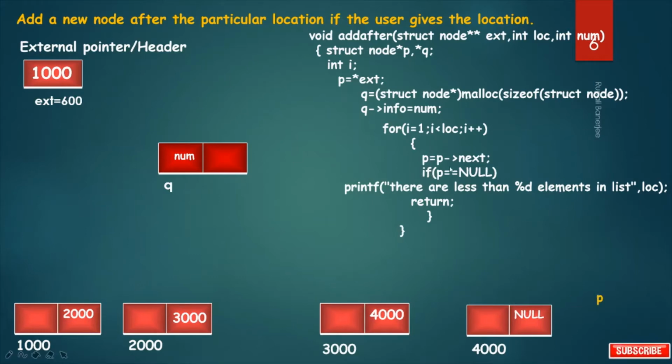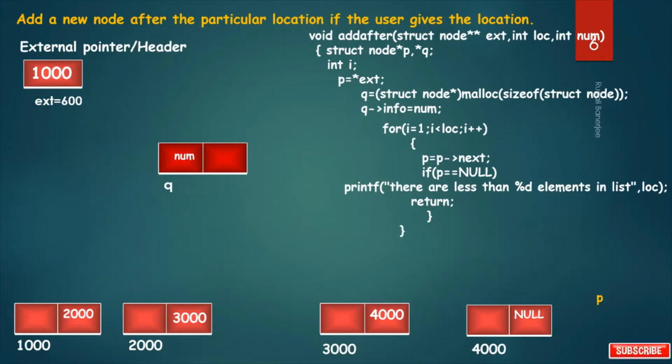So if p is null, then we can say it is out of the linked list. Then we can say there are less than 7 elements in the linked list. So if the value of p is null, we can say there are less than 7 elements in the linked list. Otherwise, the normal case.